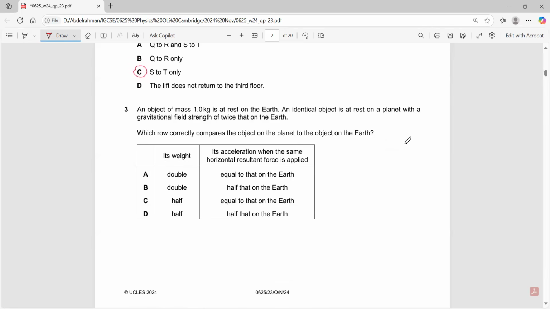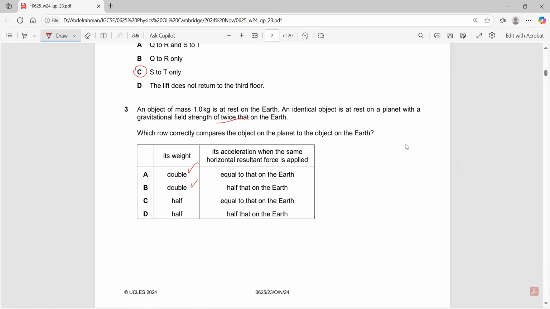Okay, question 3. An object of mass 1 kilogram is at rest on Earth, and an identical object is at rest on a planet with a gravitational field strength twice that on Earth, right? What happens to weight and what happens to the acceleration when the same horizontal force is applied? The weight is doubled. It's quite obvious, right?